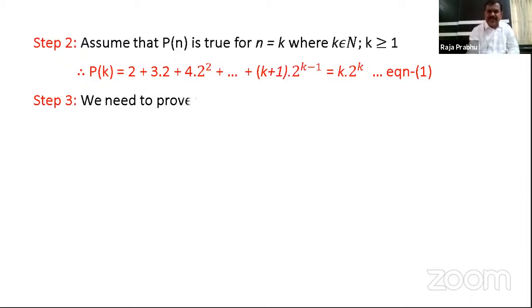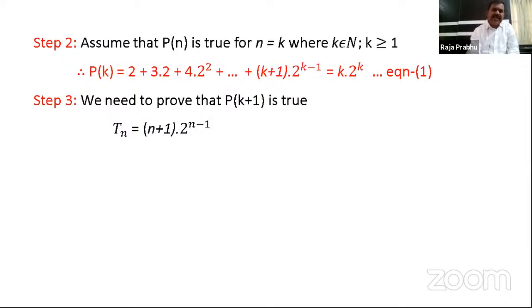Now let's come to step 3. What is step 3? That is the main part of our proof, that we have to prove it is true for n is equal to k plus 1, meaning up to the k plus 1th term also it will be true, that we are going to verify. For that, what to do? First, we have to find the k plus 1th term.